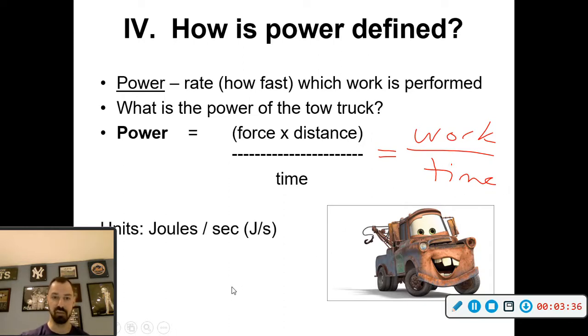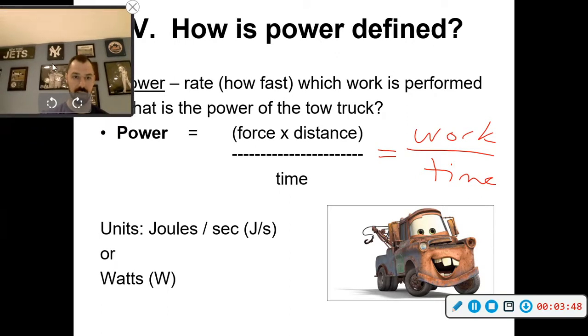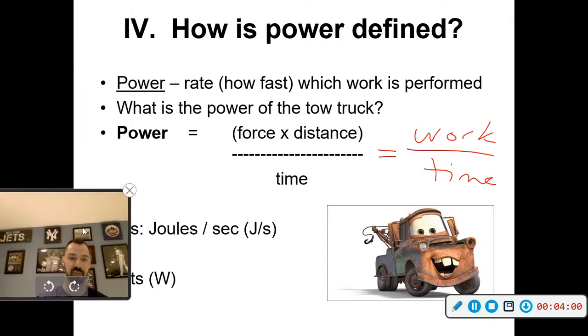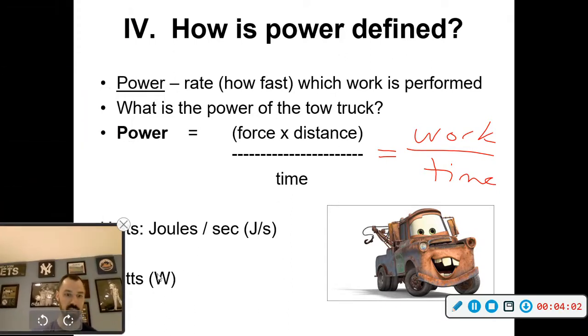The units for this are joules per second, because remember, for work the units were joules, and seconds is the unit for time. Or we can make that what's called watts. Instead of writing joules per second, once again we just use the term watts. You've probably heard that with light bulbs. The wattage of the light bulb is a calculation of power: how much power is being consumed by that light bulb each second.